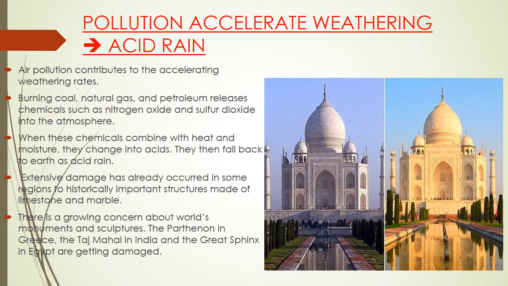Air pollution contributes to accelerating weathering. Burning of coal, natural gas and petroleum releases chemicals such as nitrogen oxide and sulfur dioxide into the atmosphere. When these chemicals combine with moisture, it changes into acid, and these things come back and fall on the earth's surface. Because of this, a large amount of damage has occurred on historical structures, and it reacts immediately with limestone and marble. So they have given you some examples on which the effect of acid rain is mainly seen.